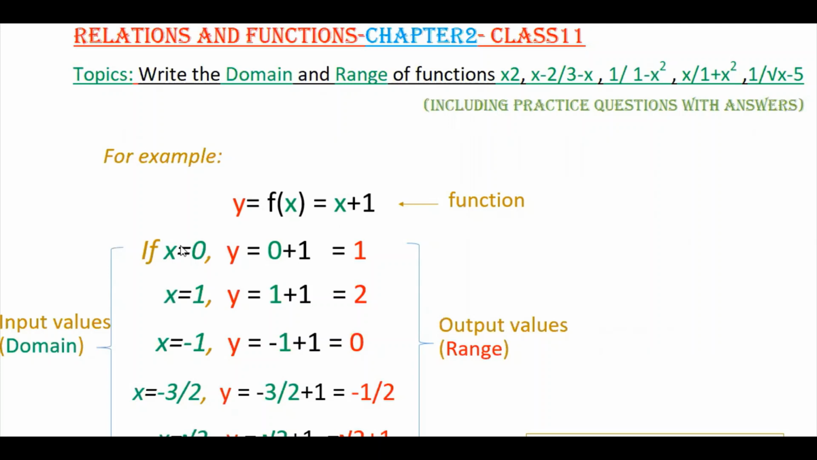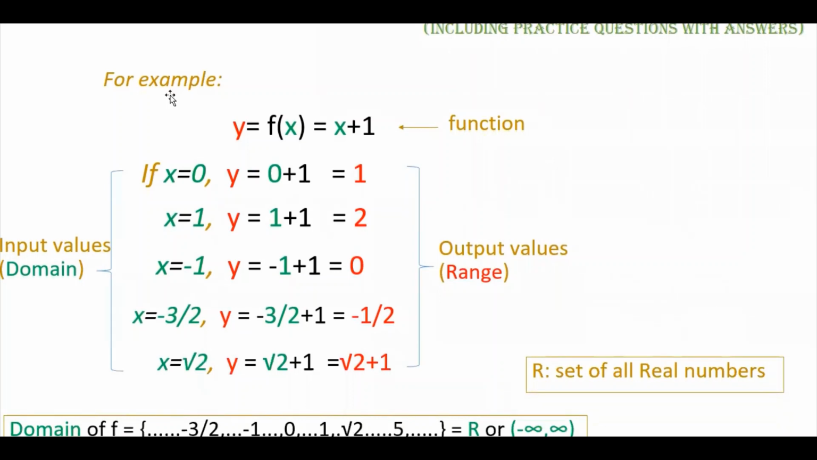So here, for example, if x is equal to 0, then y is equal to 0 plus 1, that is 1. Similarly, x is equal to 1, x is equal to minus 1. So here you are giving all the x values as real numbers. We know that real numbers are rational numbers as well as irrational numbers. So if you put some x values like this, then you will get some y values.